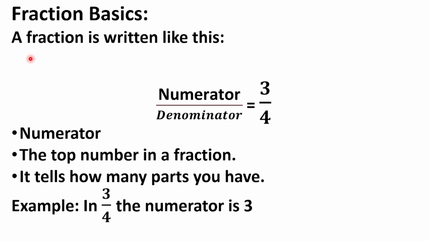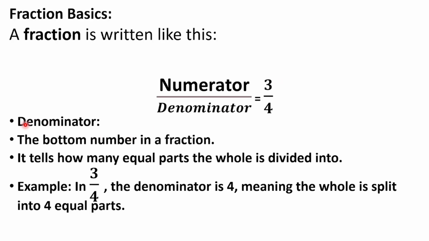Fraction basics. A fraction is written like this: numerator divided by denominator, for example 3 divided by 4. The top number in a fraction is called the numerator. It tells how many parts you have. For example, in 3 divided by 4, the numerator is 3.